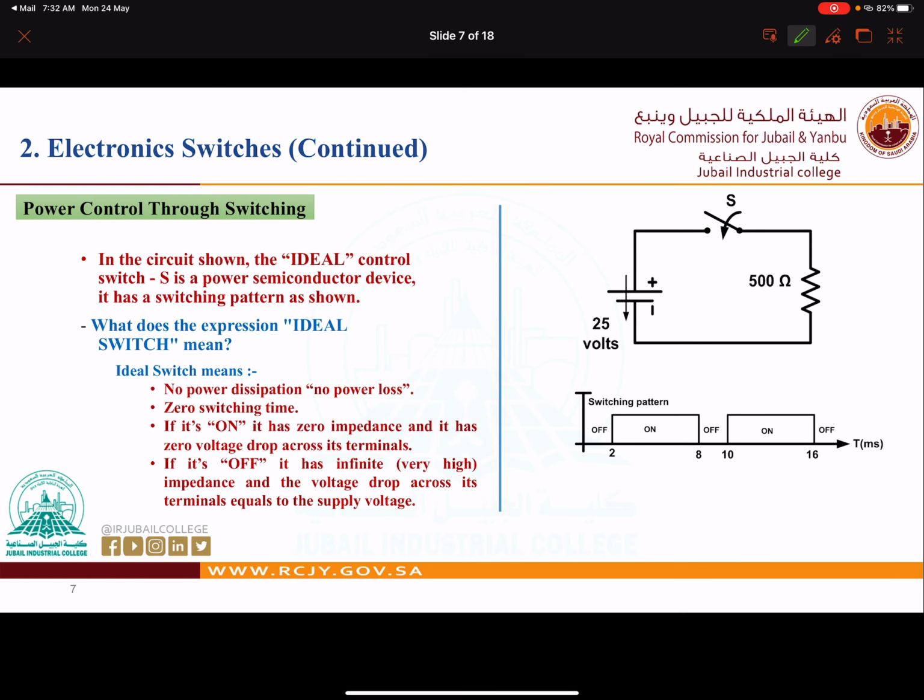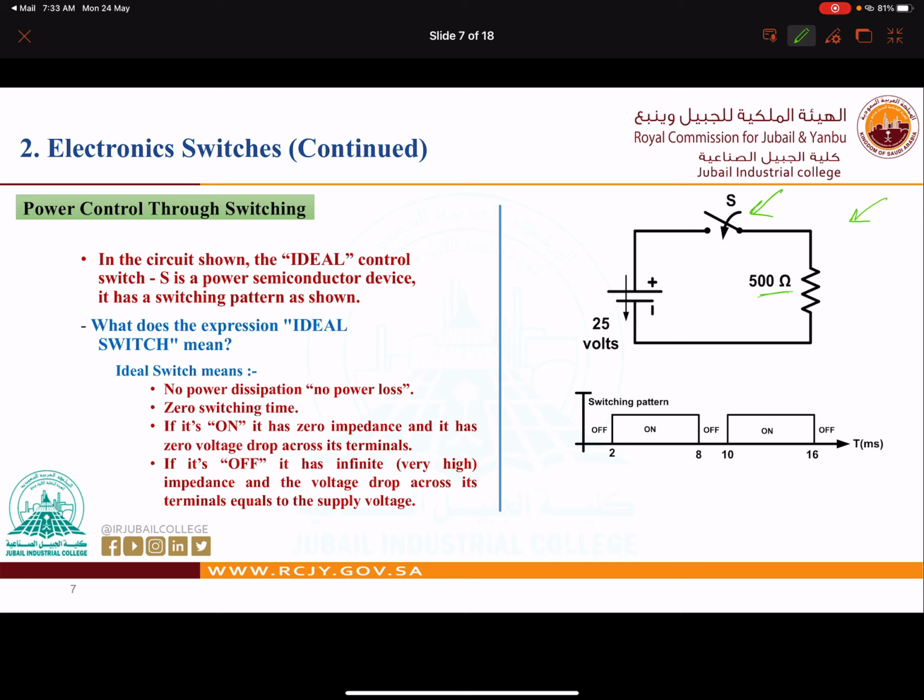Now, let's talk about the switch, the concept of the switch. As you can see here from this diagram, or this circuit, we have here 25 volt, right? And here we have a 500 ohm resistor. And this is our switch.